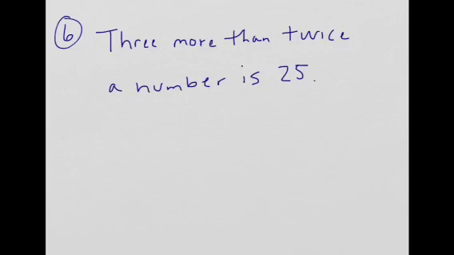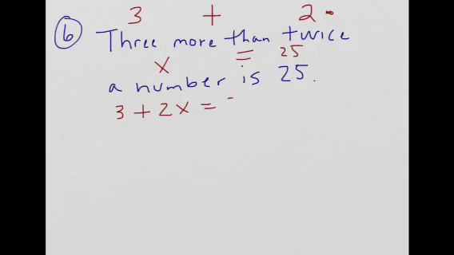Now we're going to translate, write an equation, and solve. So we have 3 more than is plus, twice is 2, times a number is equals and 25. So we're going to go ahead and take our parts, and it's going to be 3 plus 2x is equal to 25. We're going to use CPA to get the x term first.